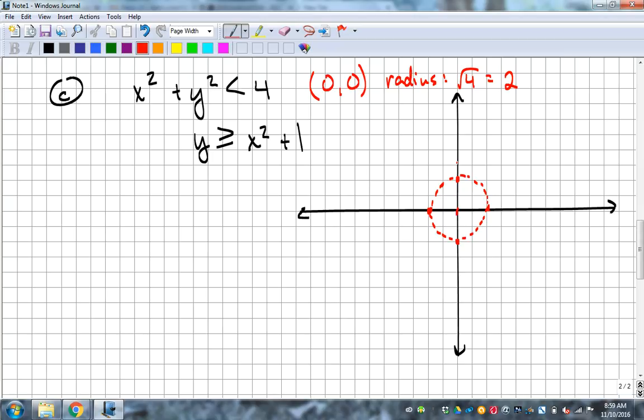So now, with that comes shading. Okay, so can we test 0, 0? Is the line that makes up the circle going through the origin? No. So yes, we can test 0, 0. So that's getting us a point inside the circle. So if I plug that in, is 0 less than 4? Yes. So that means my shading is going to be inside of that circle.